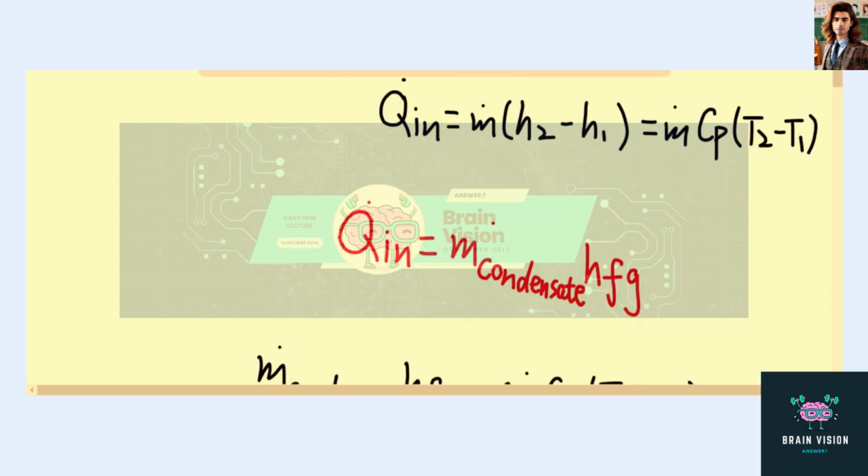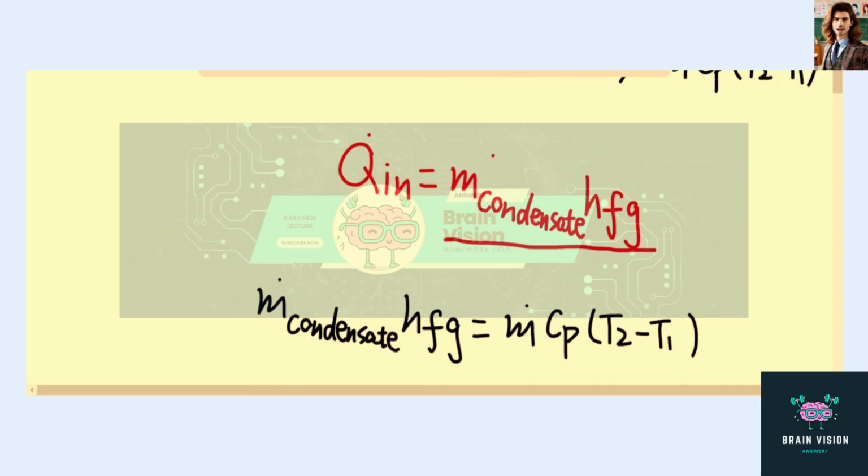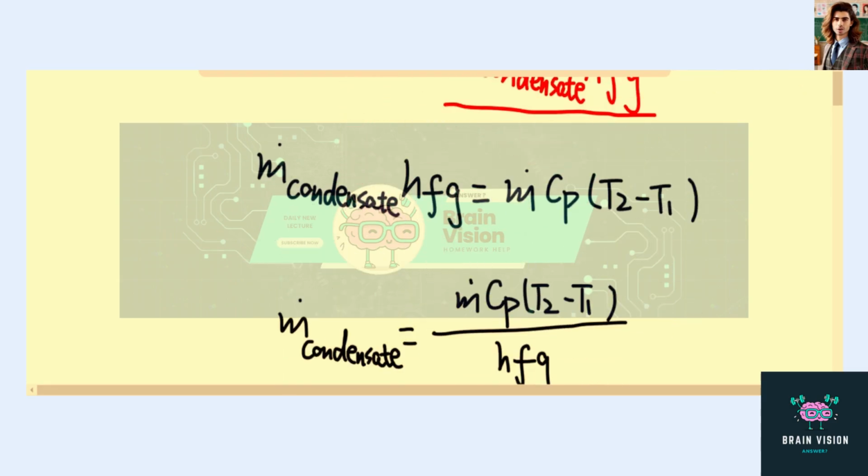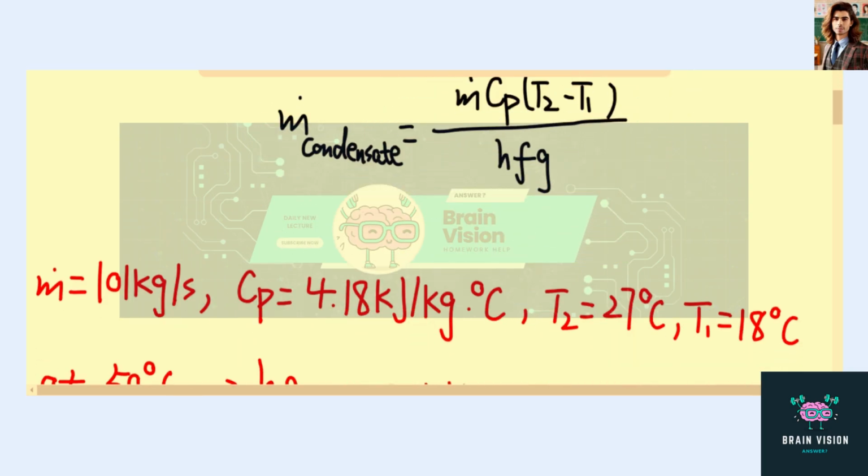So now we can use such equation here to substitute for Q dot in. So we have M dot condensate times HFG is equal to M dot Cp times T2 minus T1. So now we have M dot condensate is equal to M dot Cp T2 minus T1 over HFG. So we know the mass flow rate for the cooling water is given as 101 kilogram per second. And the specific heat for the water is 4.18 kilojoule per kilogram times degree Celsius. The final temperature for the cooling water is 27 degrees Celsius. The initial temperature for the cooling water is 18 degrees Celsius.